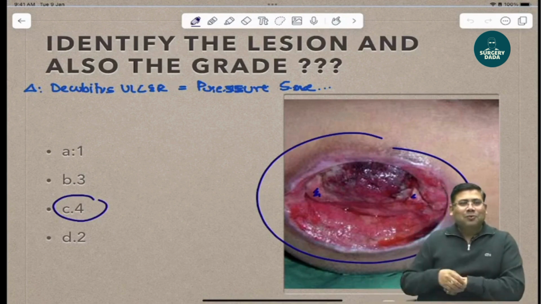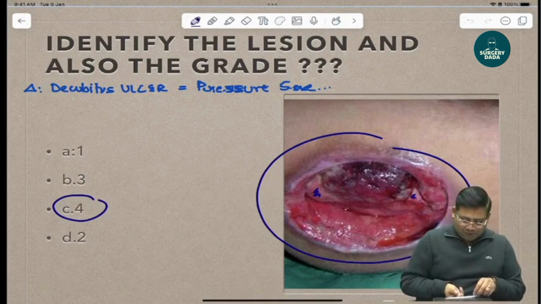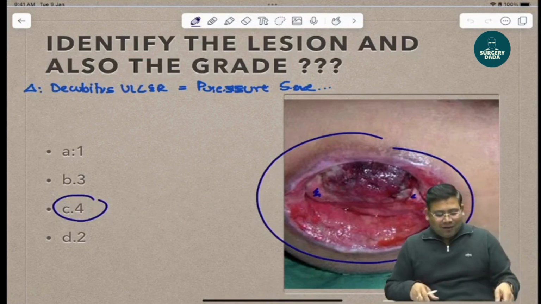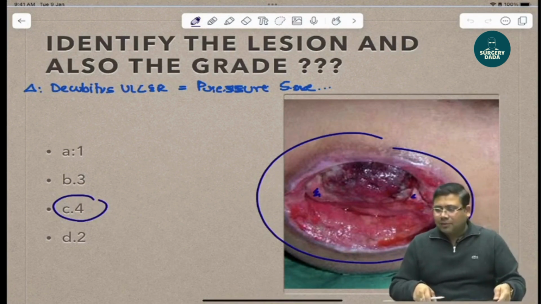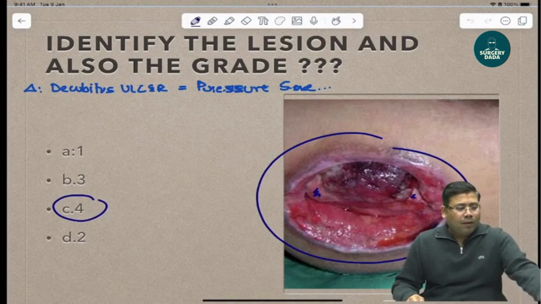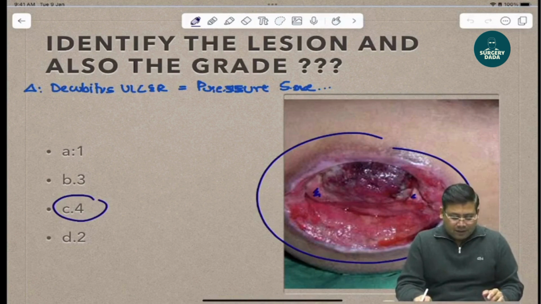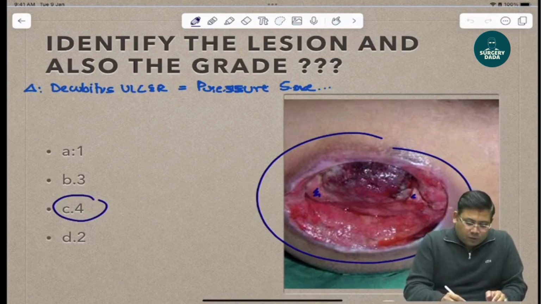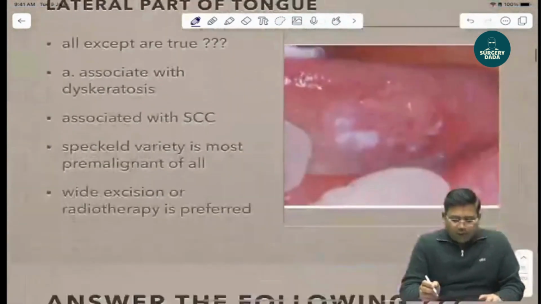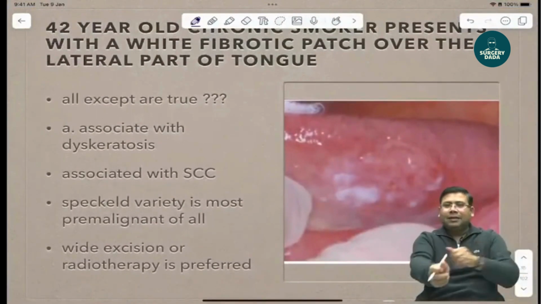So again, those who have joined new, welcome to Surgery Dada, and this is a visual fest where I am trying to discuss as much content as possible. So this was the last image that we discussed, and this was the image on the pressure sore. So we've already done that. Next, let us see this question.